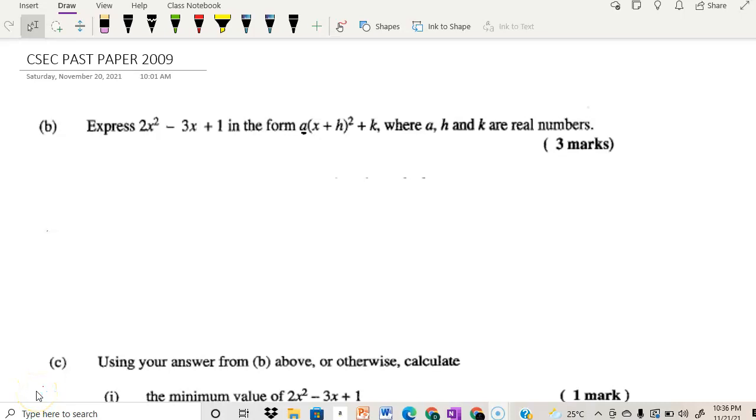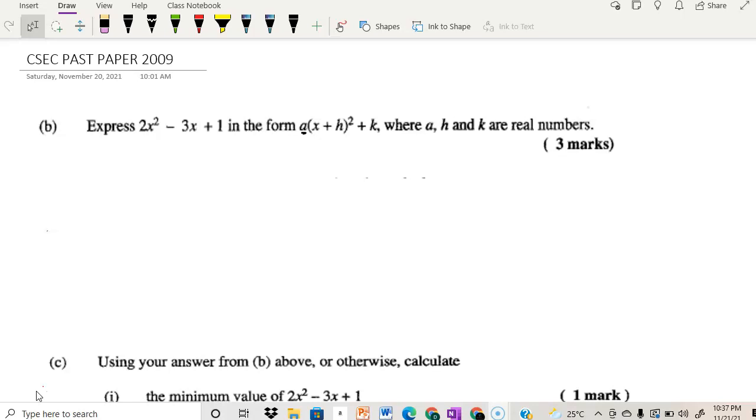Welcome back, guys. Today we'll be looking at May June 2009 past paper question number 9, B to E. In our previous video, we looked at question 9A from 2009 May June. So let us get straight into B.